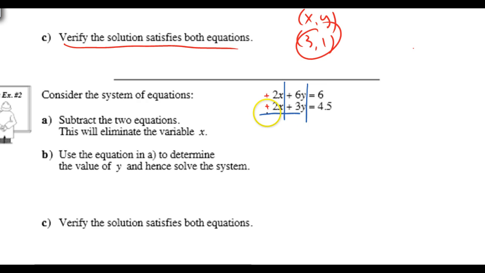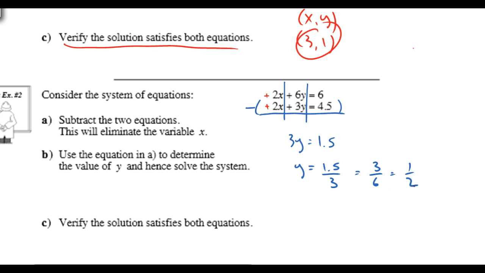So let's go ahead, and again we're going to subtract the bottom equation away from the top one, because that will get rid of our x's. So 2x minus 2x gives me 0x, so I won't even write anything down. Now 6y minus 3y here gives me 3y, and 6 minus 4.5 gives me 1.5, and then y equals 1.5 divided by 3, or that's just 3 over 6, or 1/2.